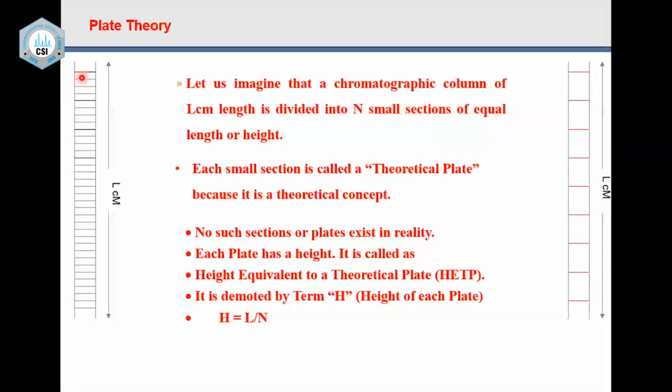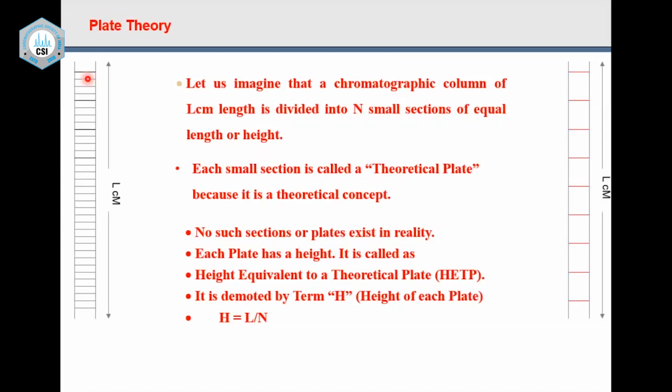And slowly as they move forward, they will get separated, but the separation at each stage would occur only on this plate. Plate by plate, they will go down and they will get separated. And because of so many plates, we get a good separation and very sharp peaks.